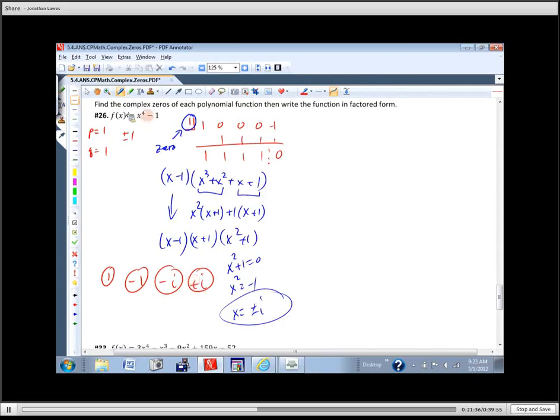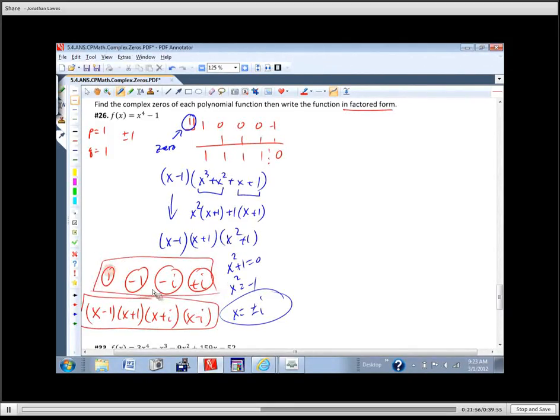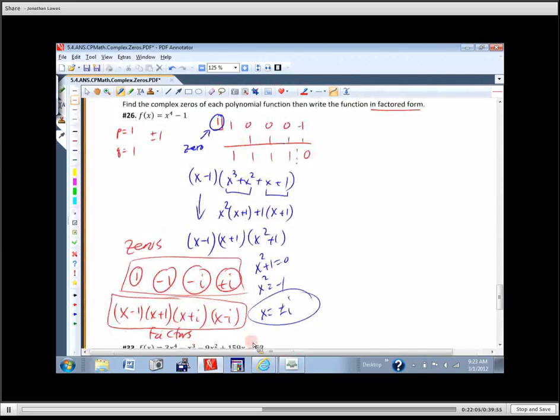Okay, so I found all the complex zeros. We knew we were looking for 4. It says write it in factored form. So I'd want to write x minus 1, x plus 1, x plus i, and x minus i. See how this fits with what we've been doing all the way along? Here are the zeros, and here are the factors. Okay? Any questions?